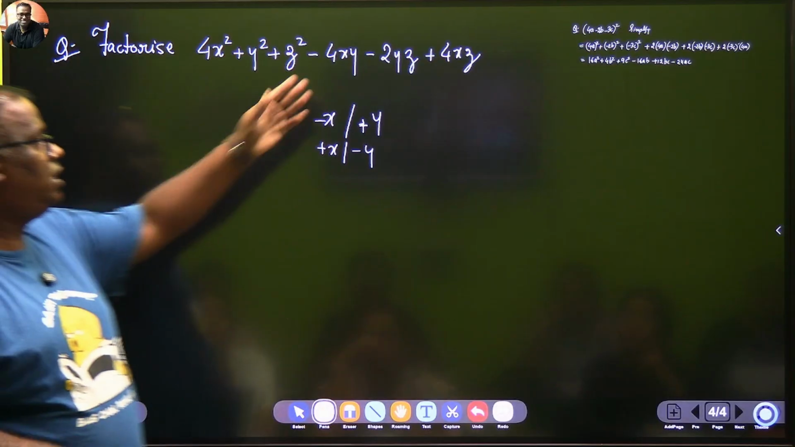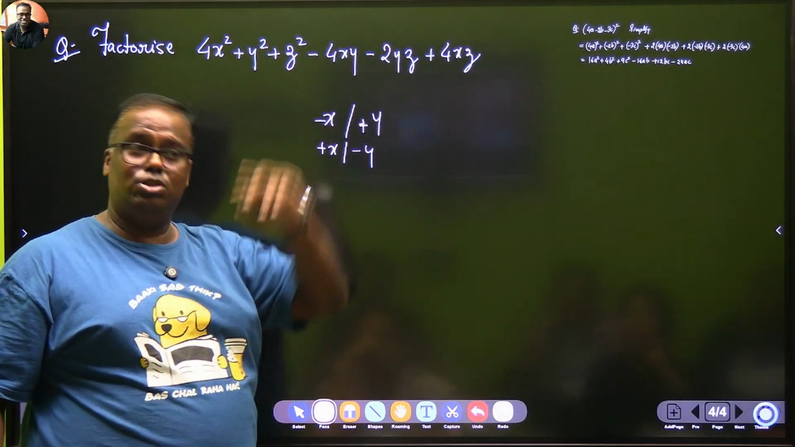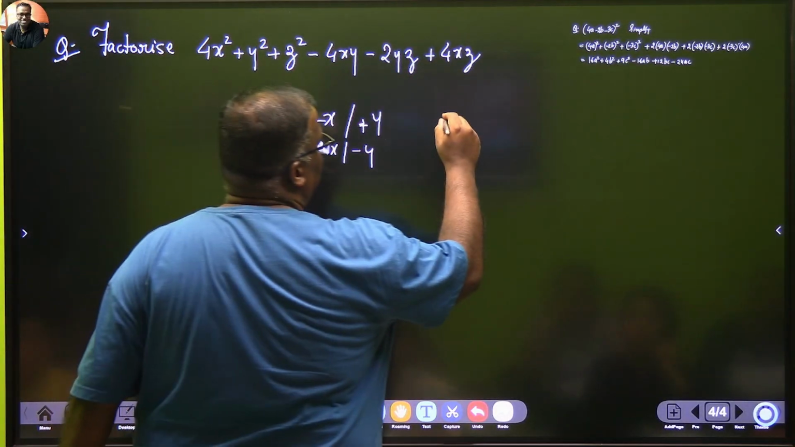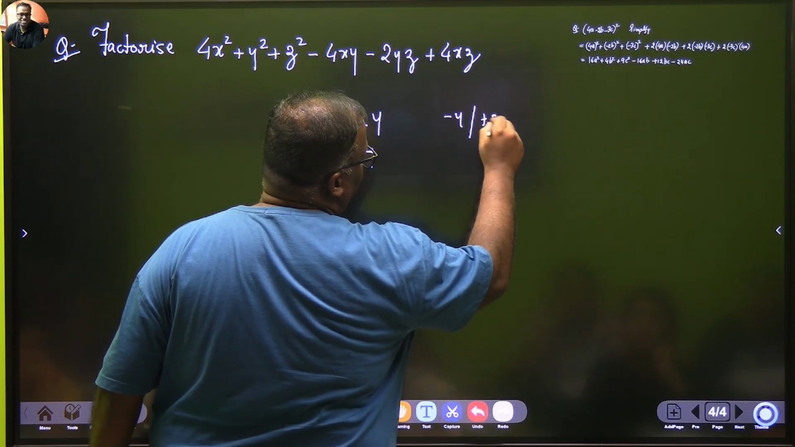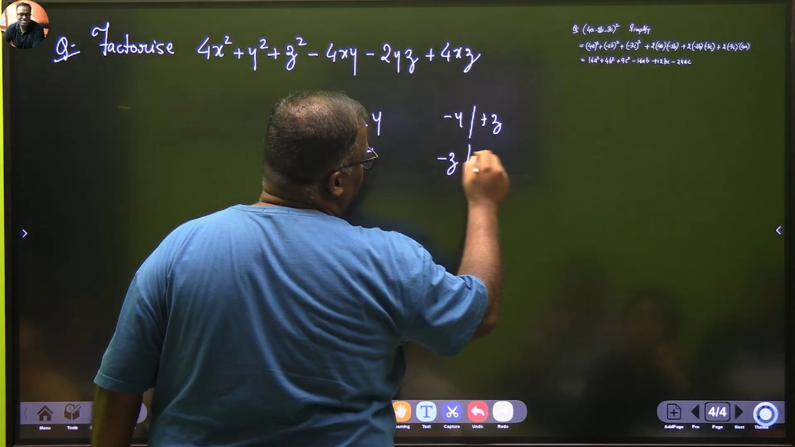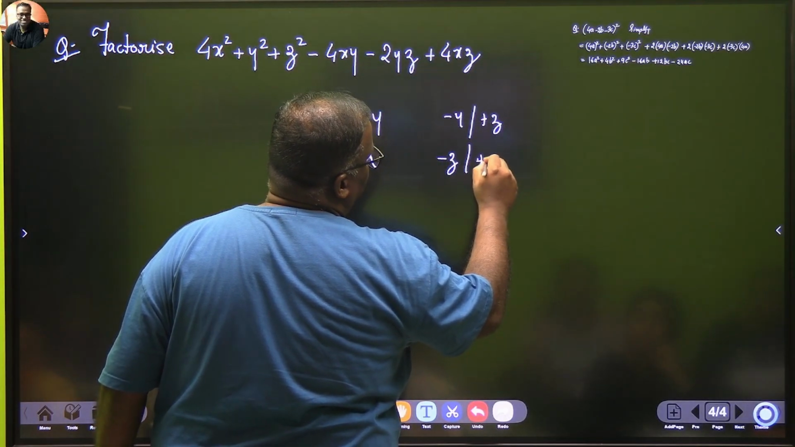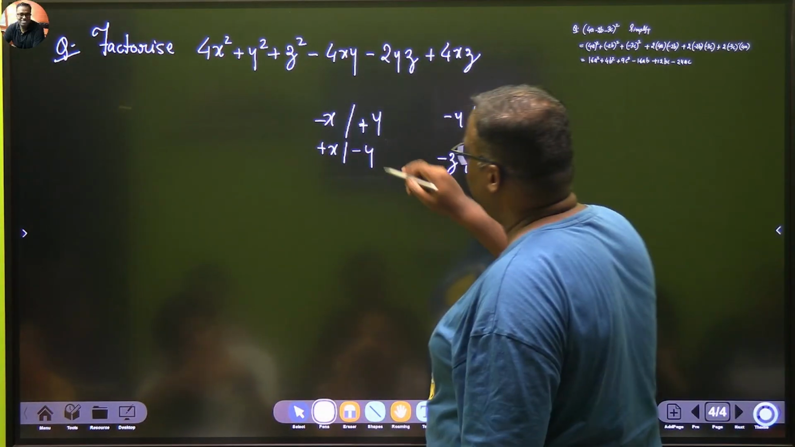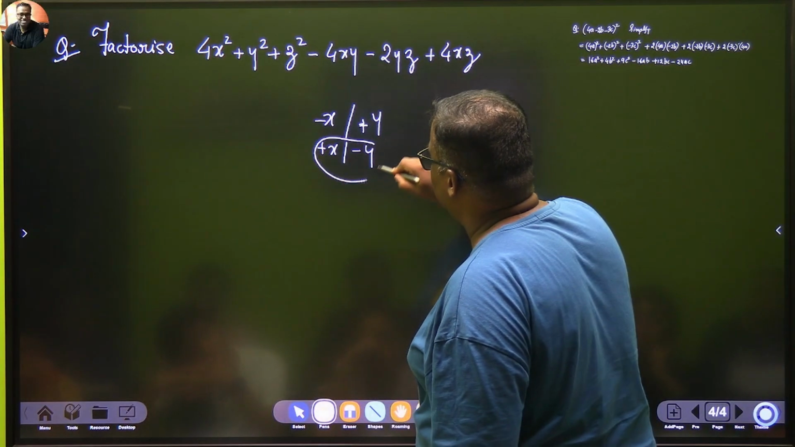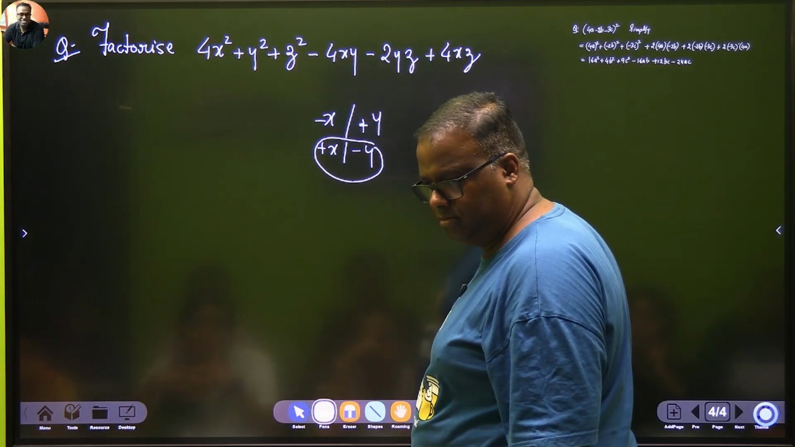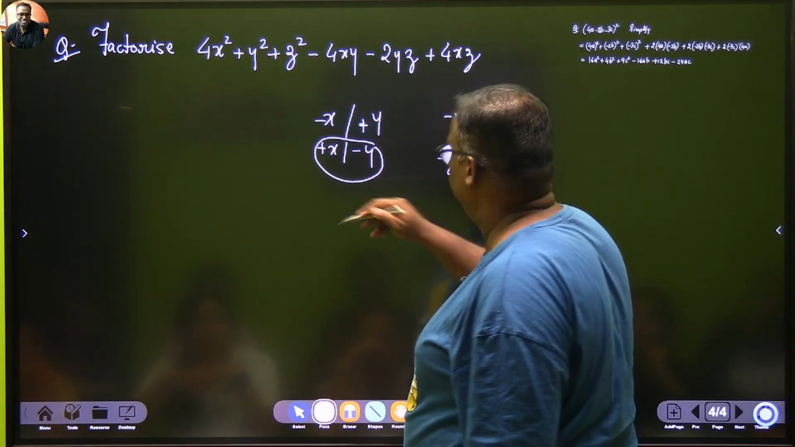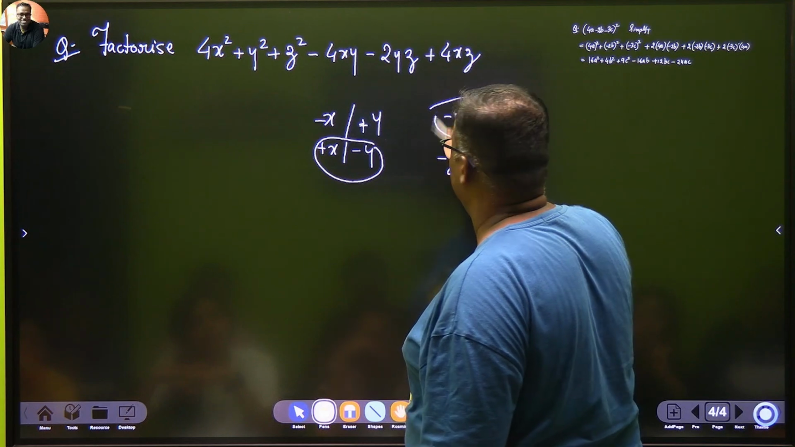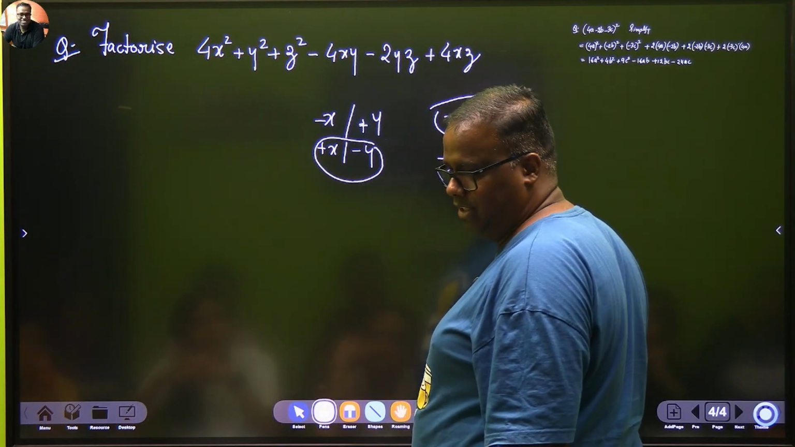So we check the next one. The next one is also negative, which means either the y is negative and the z is positive, or the z is negative and the y is positive. But one thing we can say, if we pick this combination, this is satisfied, that is y negative, and if I pick this combination, this is satisfied.